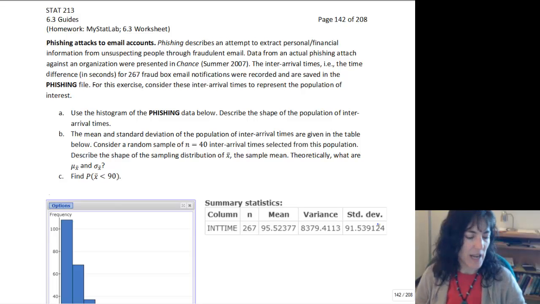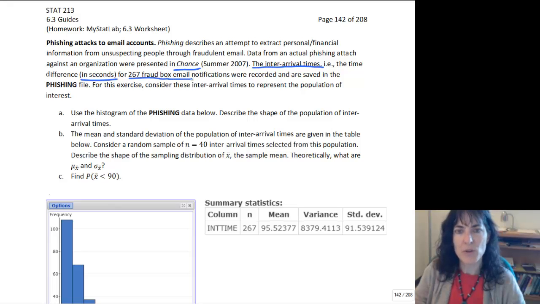And now we have this phishing attack with a PH. Okay, phishing attacks to email accounts. Phishing describes an attempt to extract personal or financial information from unsuspecting people through a fraudulent email, which usually is full of misspellings and is way too good to be true. Data from an actual phishing attack against an organization were presented in the Chance Journal, and the inter-arrival times, i.e. the time difference in seconds, for 267 fraud box email notifications were recorded and are saved in the phishing file.